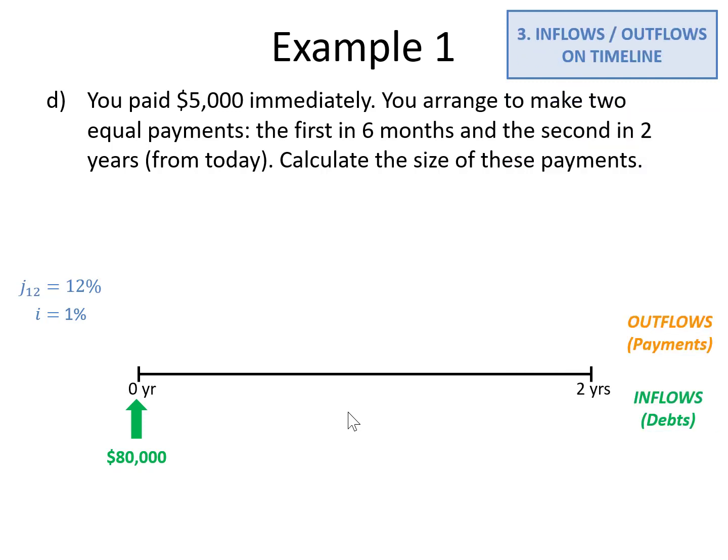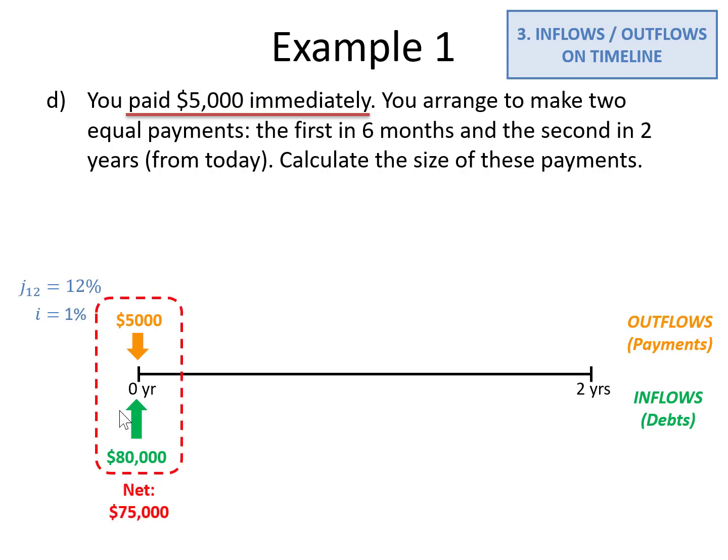So then I write those inflows and those outflows on the timeline, so I can already see I've written my $80,000 right here, and then I'm going to add my $5,000 that I pay immediately right here, which nets to $75,000 at 0.0 on this timeline, or the 0 year mark. Then I have my two equal payments. The first one is going to be in 6 months and the second one in 2 years.